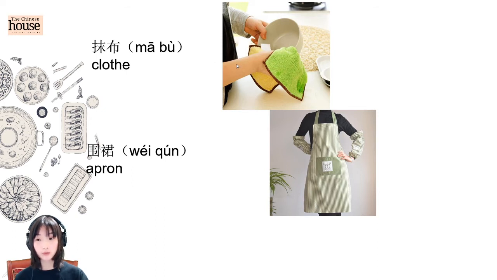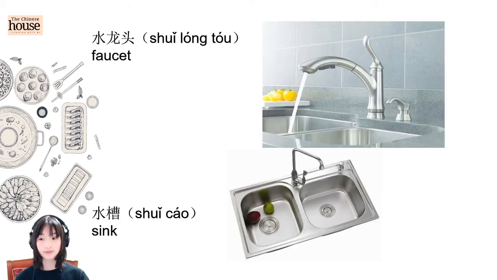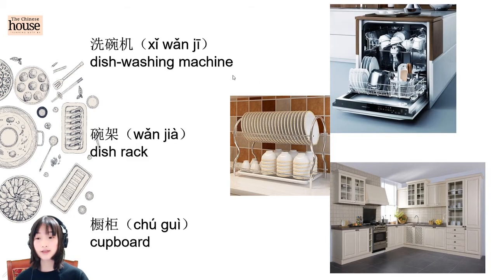抹 flat tone, 布 fourth tone, 抹布. Apron 围裙, both second tone, 围裙. And then faucet 水龙头, and sink 水槽, first third tone 水, and then second tone 槽, 水槽. And then dishwashing machine.